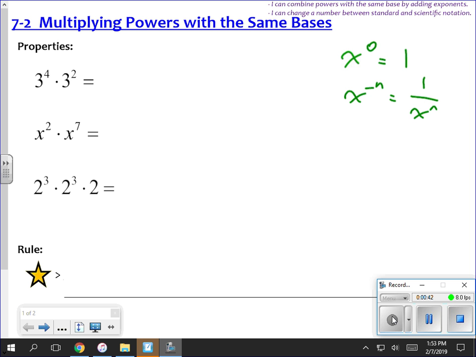Today we're expanding our rules of exponents. This one is multiplying powers of the same base. The base needs to be the same, meaning the number I am raising to a power needs to be the same. 3 to the 4th, 3 squared, same base, 3 and 3. So how do you do this?